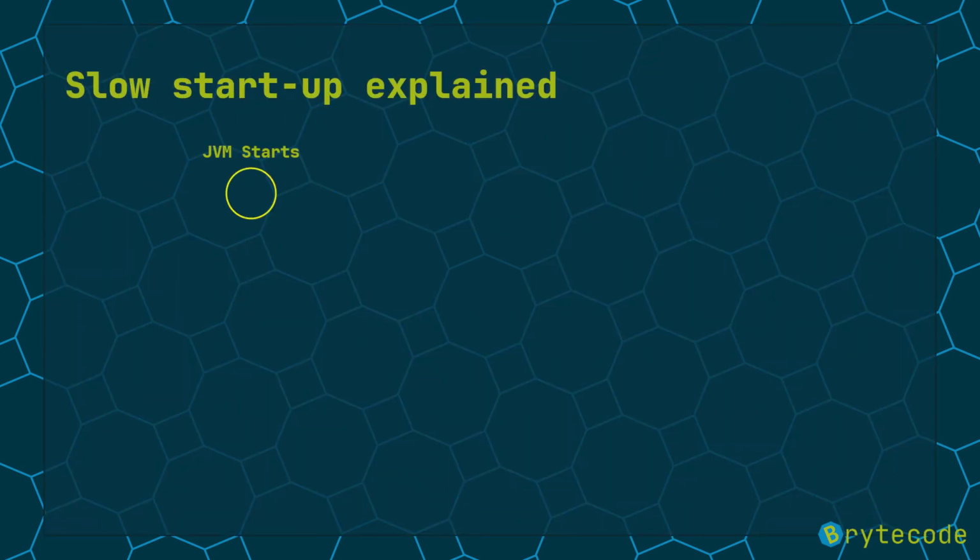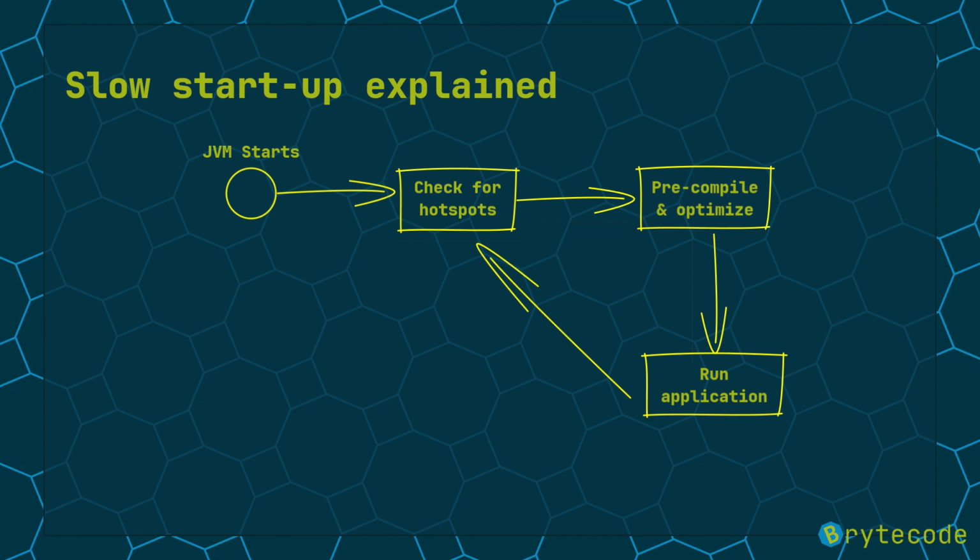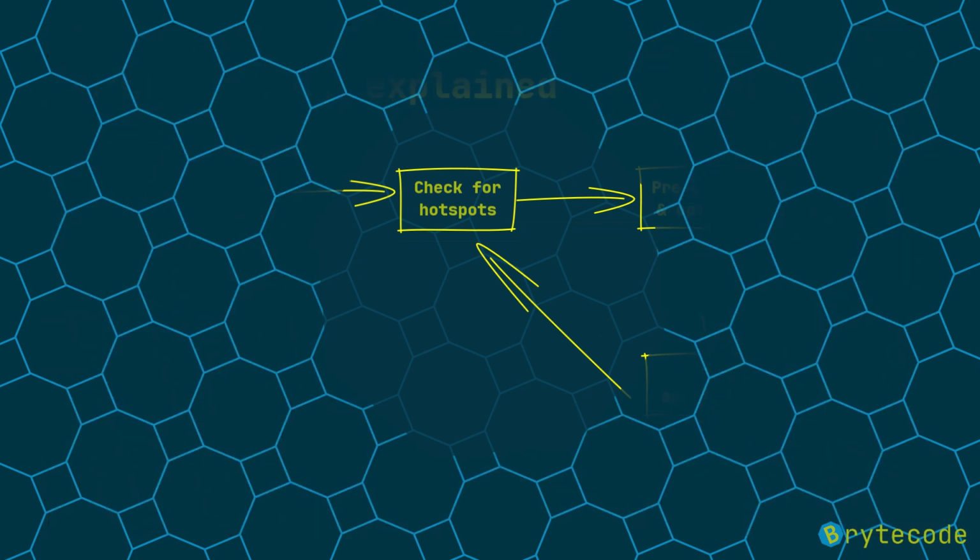When the JVM starts, the compiler looks for methods to optimize and pre-compile to get a better performance. This happens in two stages. One at application startup and one that continuously monitors for new hotspots to optimize. As a result, Java applications have a warm-up time before they get to their best performance.